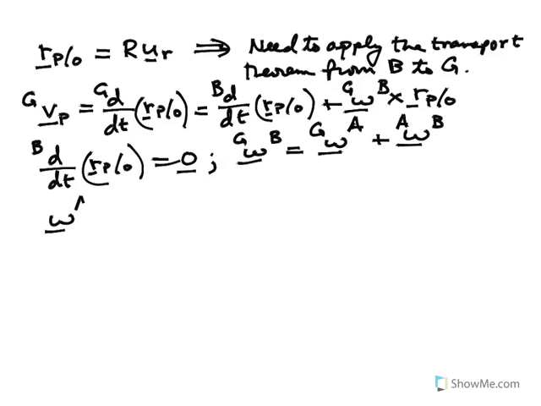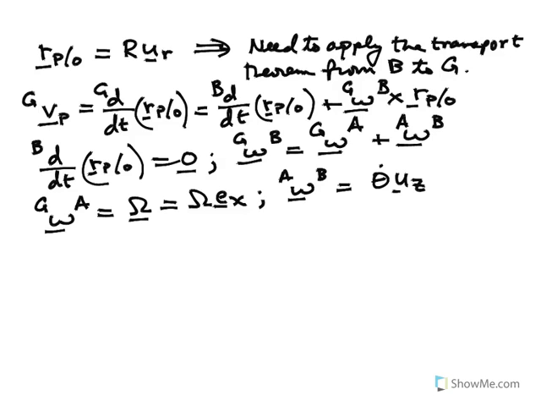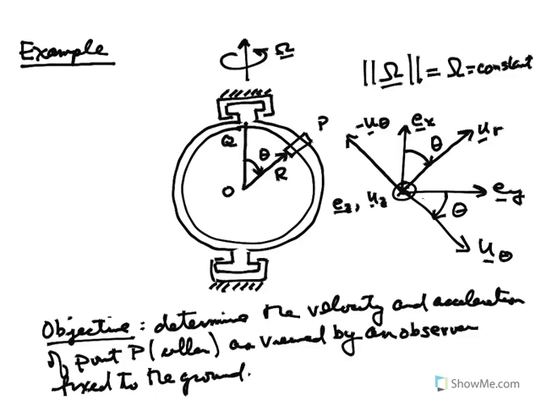The angular velocity of A in G is equal to omega, which is equal to omega Ex. The angular velocity of B in A is equal to theta dot times uz. So therefore, the angular velocity of B in G is equal to omega Ex plus theta dot times uz. But you can see that expression is not in terms of the coordinates that are fixed in frame B. So we need to put everything in terms of the coordinates fixed in frame B.